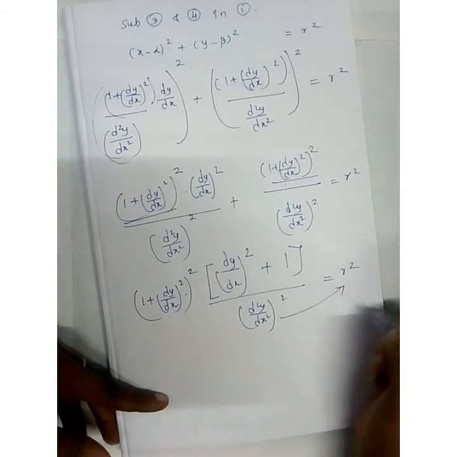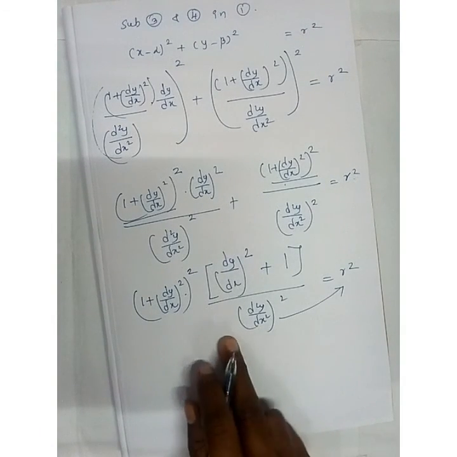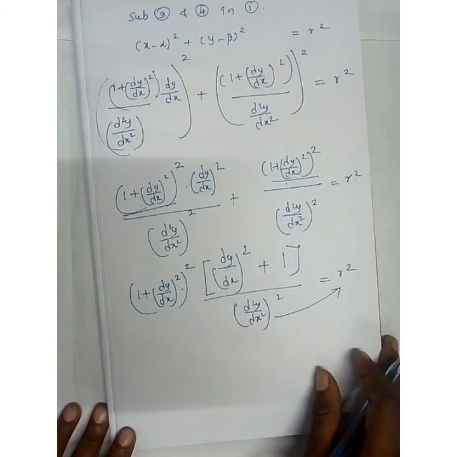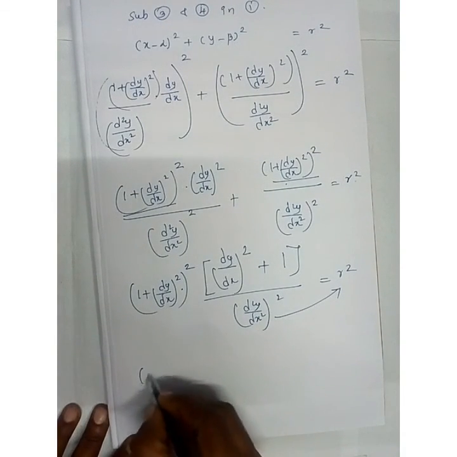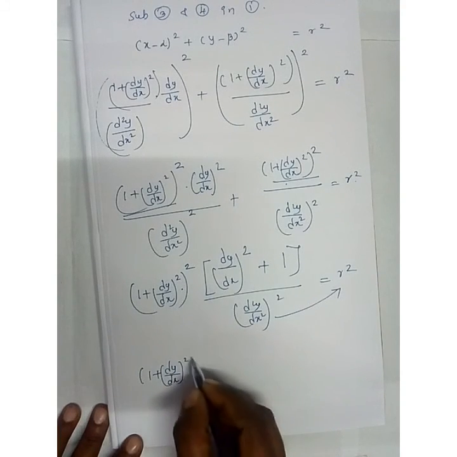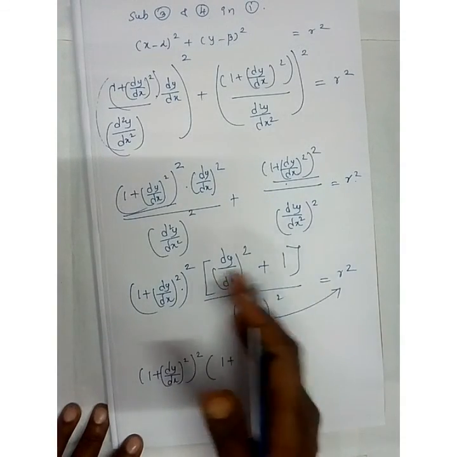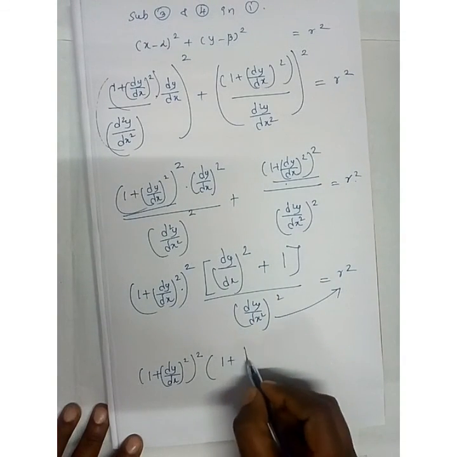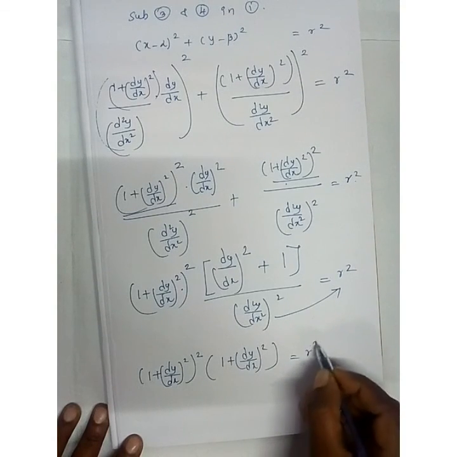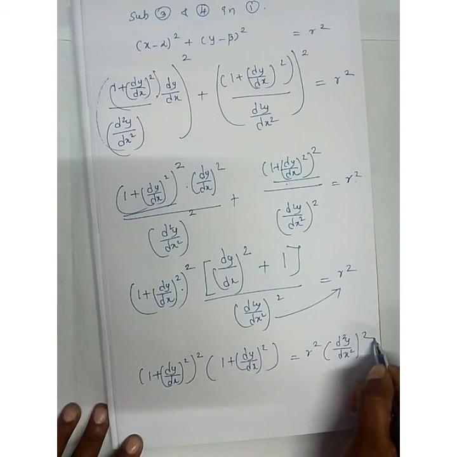When it goes to the right side, it will become multiplication, because on the left side it is division. So (1 plus (dy/dx)^2)^2 into (1 plus (dy/dx)^2), I am rewriting the expression, that means front and back I am changing, which is equal to r squared into (d^2y/dx^2)^2.